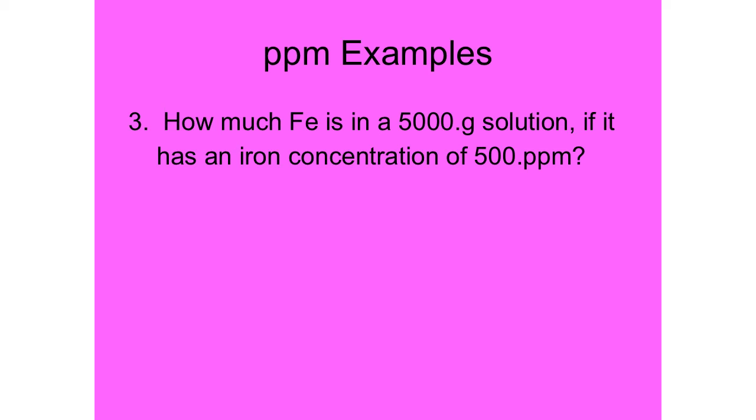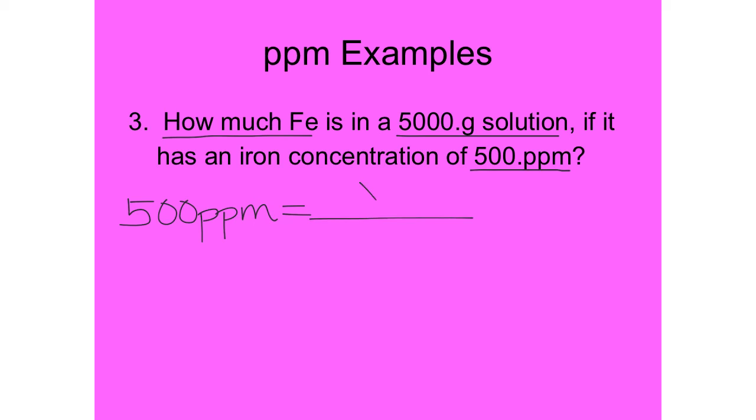All right, last question. We are looking for how much iron would be in a 5,000 gram solution if the iron concentration was 500 parts per million. So this time we are given the concentration of 500 parts per million. We are looking for the grams of iron. Our whole solution has a mass of 5,000 grams, and don't forget about the million over there.